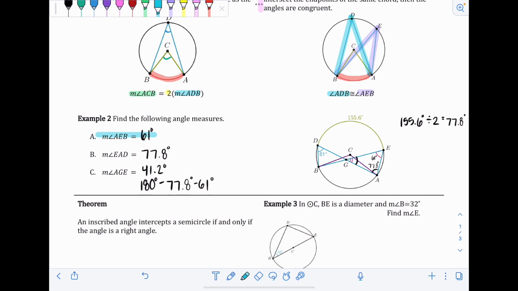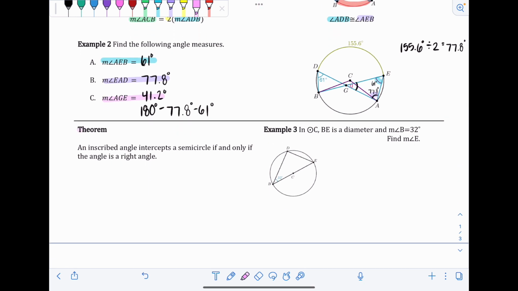So angle AEB, the one near point E, we found because it was the same as that other 61-degree angle, since they open up to the same arc. Then angle EAD, this angle right here, opened up to the arc that was 155.6, and the inscribed angle is half of the arc it intercepts. And lastly, we found the measure of angle AGE using the triangle sum theorem, because we found two of the angles of that triangle, so we just subtracted those two angles from 180 to find the third.